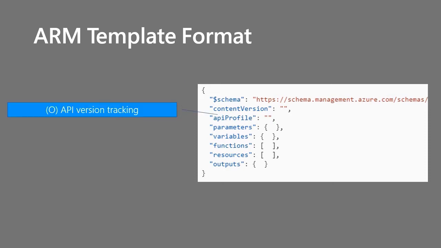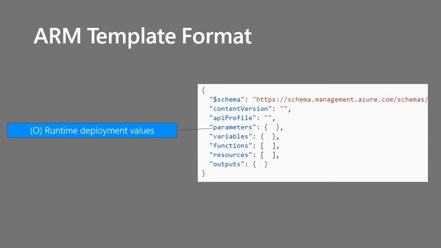API profile is an optional element that's useful for API version tracking. For instance, you might have templates that you want to deploy both to the Microsoft Azure Public Cloud and Microsoft Azure Stack. Those resource definitions are going to have different API versions. Profiles help you sort those out to make your templates more modular. Perhaps we'll get to that eventually in this course.